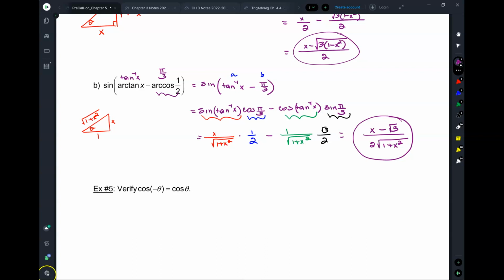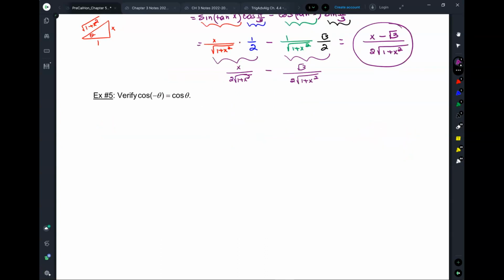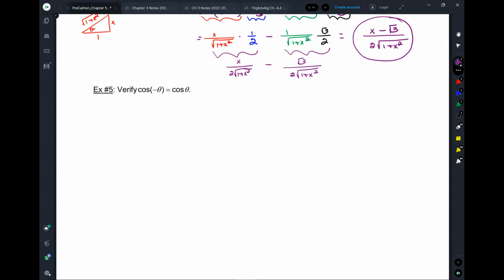Okay, any questions? Verifying. So this says verify cosine of negative theta is equal to cosine of theta. Verify sort of means just illustrate and show and prove. Remember, this is an identity, right? It's like the negative angle identities. Somebody tells you, by the way, cosine of negative theta is just cosine of theta because the cosine engulfs the negative, and we use the unit circle to illustrate it. But now, how about doing it algebraically?